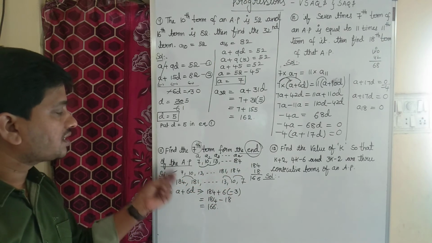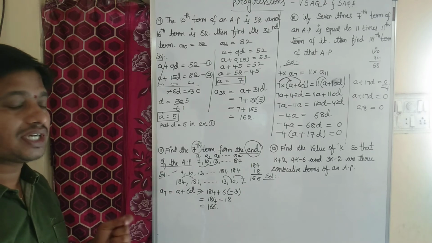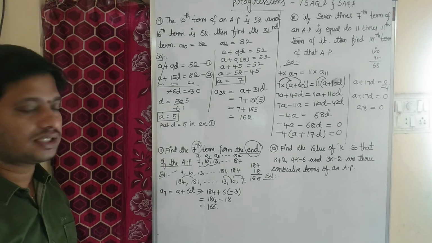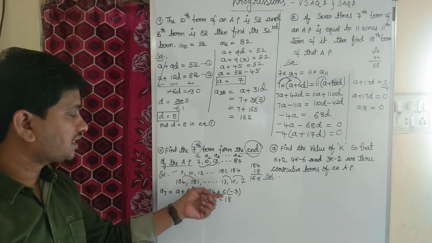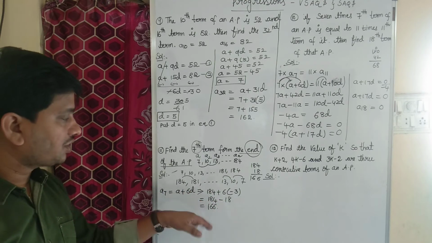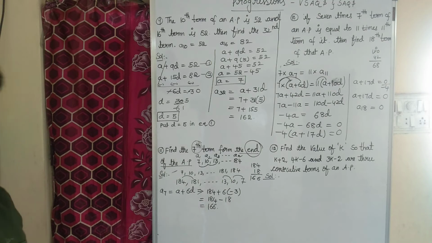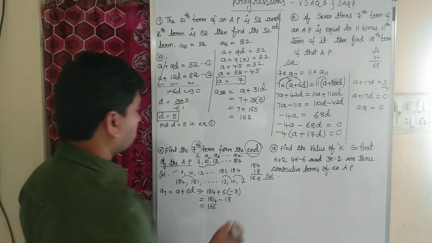So now the common difference is minus 3. We have to understand the question carefully, because they are asking for the 7th term, a plus 6d. a means 184, plus 6 into the d value, minus 3. Plus into minus is minus, 6 threes are 18. 184 minus 18 is 166. Right? So that is our 11th question.